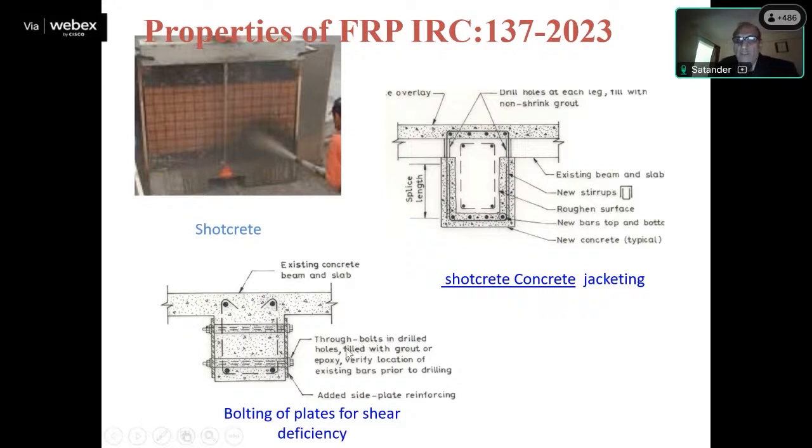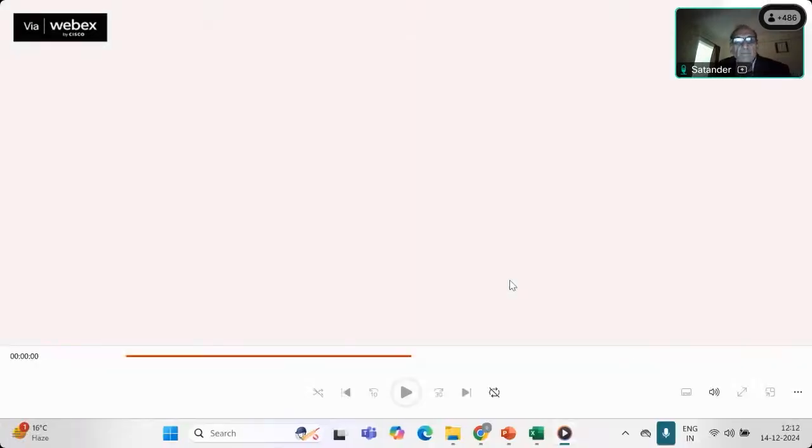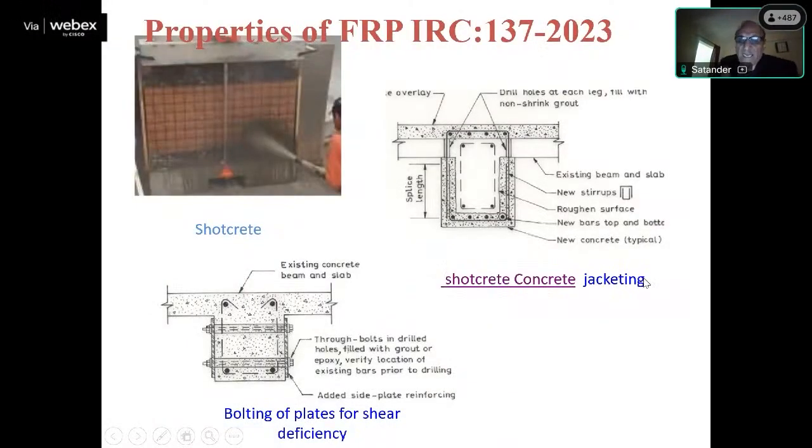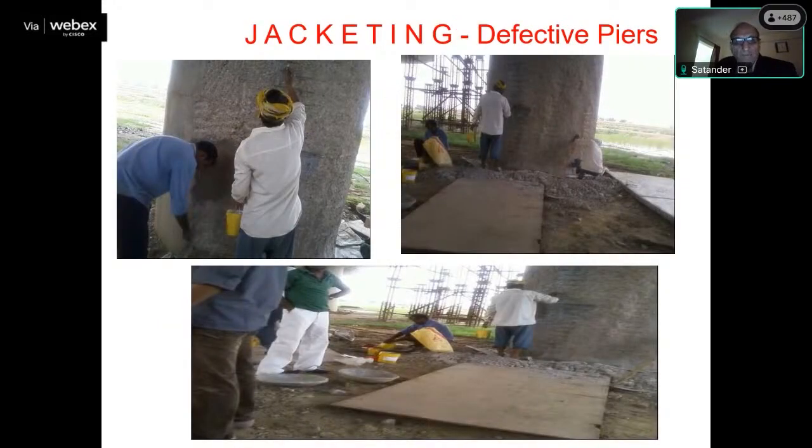Our third method is shotcrete also. We can go for shotcrete also, to further repair. One is shotcrete, other is gunite. Gunite means dry mixture. Shotcrete means wet mix. So these are the different methods. Or this is the Yamuna Expressway. The people burnt tires. This is the Mathura section. So we did jacketing also in the pier.